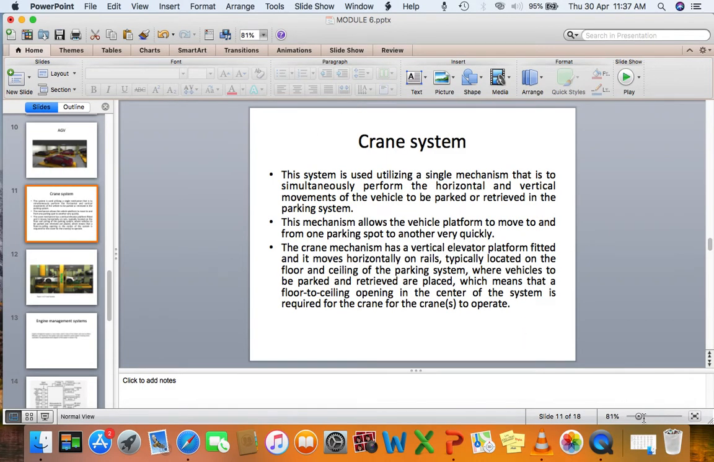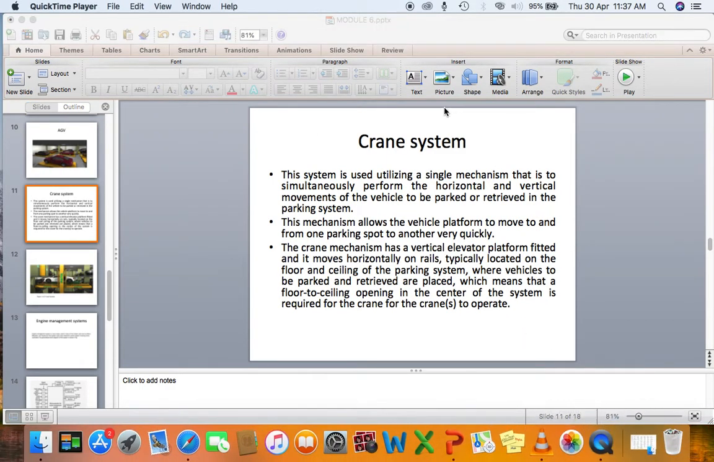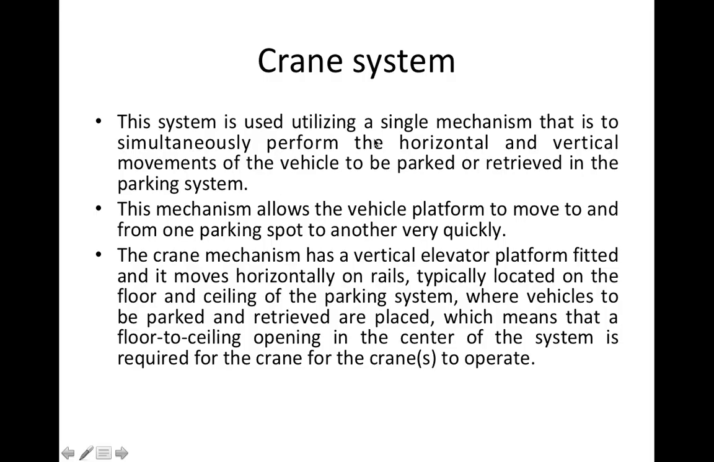So today we are going to start a topic called crane system. The crane system comes under the automatic car parking system. We studied about the AGVs. AGV is nothing but the automated guided vehicles that help to park your car or a particular product from one point to another point without any human intervention. Similarly, we are going to study the next topic called the crane system.